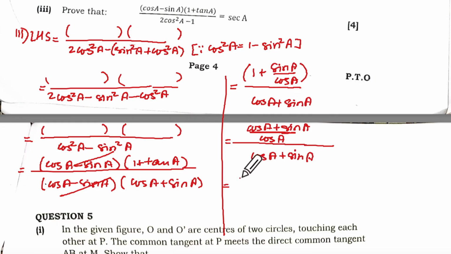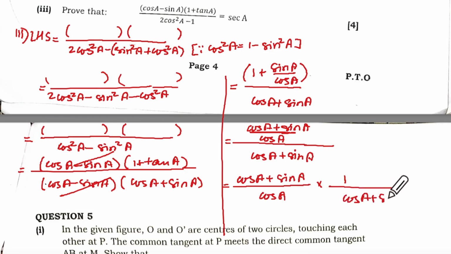That will give us cos a plus sin a, the whole thing upon cos a, and multiplied by 1 upon cos a plus sin a. Now you are going to cancel this, but when you cancel, please bracket it. If you don't bracket it, you may lose your marks. So this is 1 upon cos a, equal to sec a. This will be equal to sec a, and that is equal to RHS, and then we'll say hence proved.